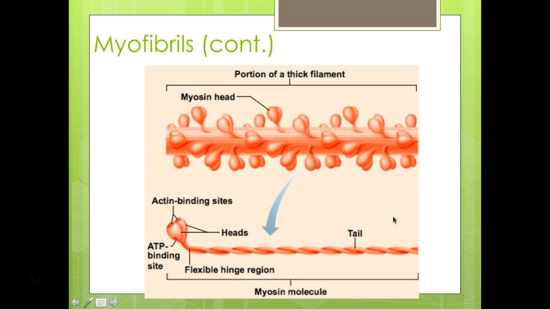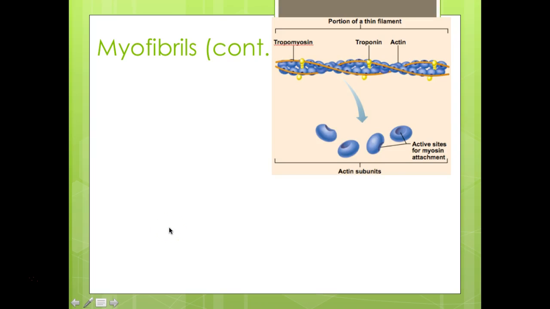Okay, just a quick little look at our myosin heads. These are actually made up of tails and heads. Here is the tail of our myosin, and these would be our myosin heads, and they have binding sites that are going to bind to actin. I'll show you what that looks like in a moment. Let me show you this first.